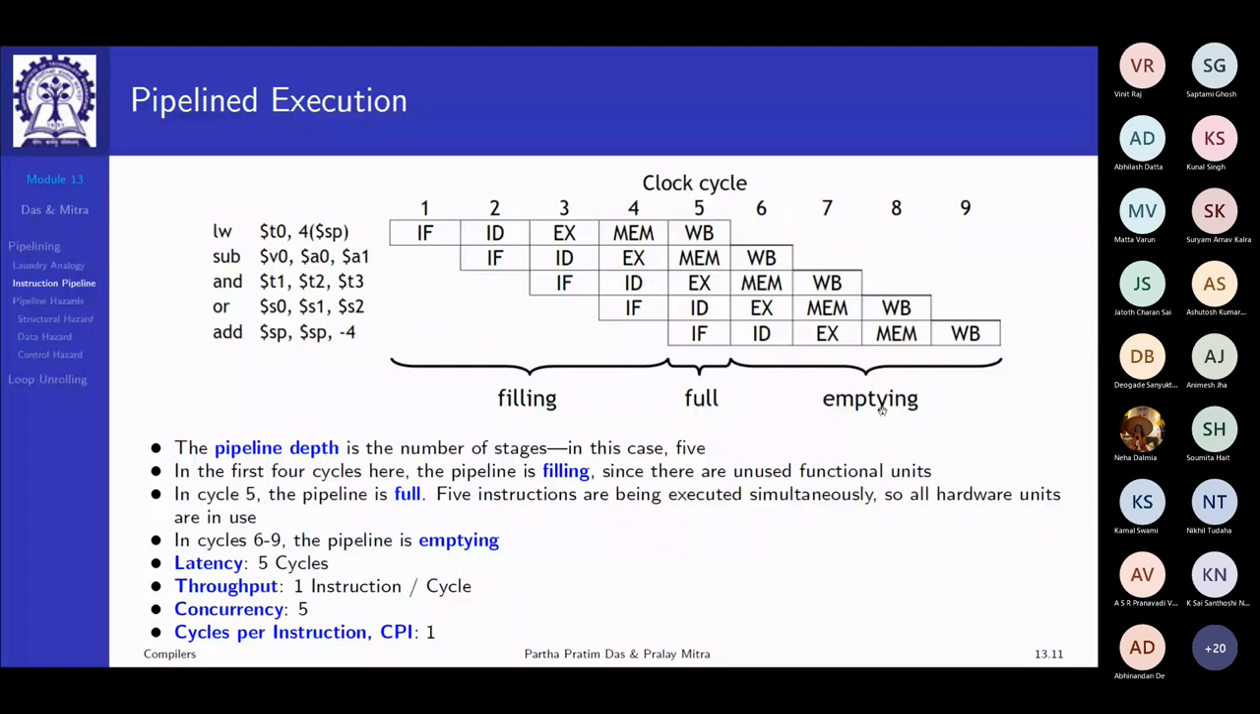Naturally, if we take this example, then my latency is 5 cycles, because every instruction takes 5 cycles. My throughput is 1 instruction per cycle, because every cycle, at least 1 instruction will get completed. Right? So it is 1 instruction per cycle. And the concurrency is 5, because I have 5 stages. And the cycles per instruction is 1. So this is an ideal situation without considering any of the consequent problems of the pipeline. So these are the definitions of the terms that we will go with.